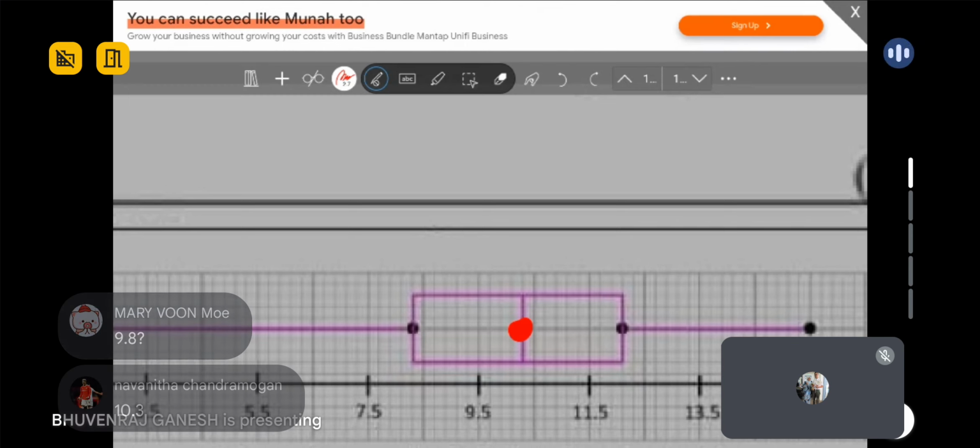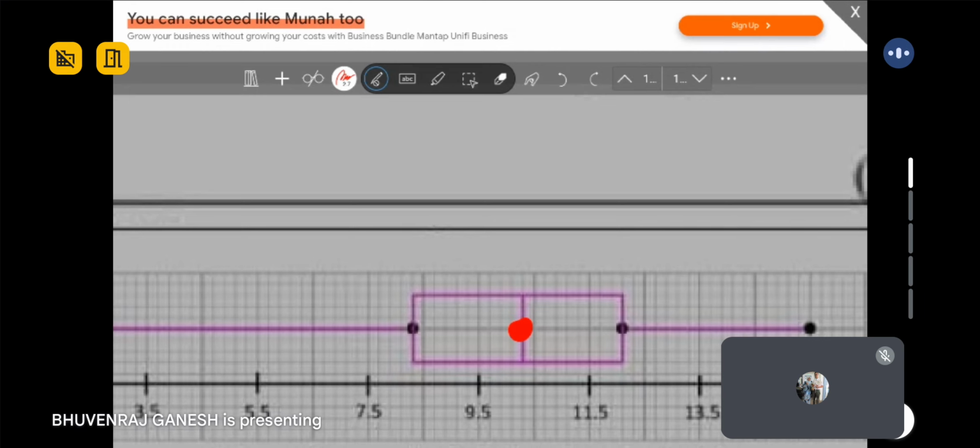Yes, 10.3 guys. Mary, you see that there are 4 small boxes. Am I right? From 9.5 until the red color dot. 4 small boxes, right? Okay, so 4 small boxes means you must take 4 times 0.2. Correct? So 4 times 0.2, you get 0.8. 0.8 plus 9.5, 10.3. Do you understand? This is the concept, how we find the answer. Okay? So you should get 10.3.